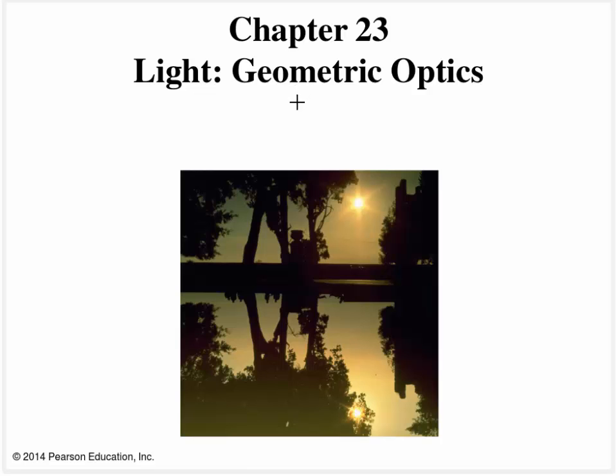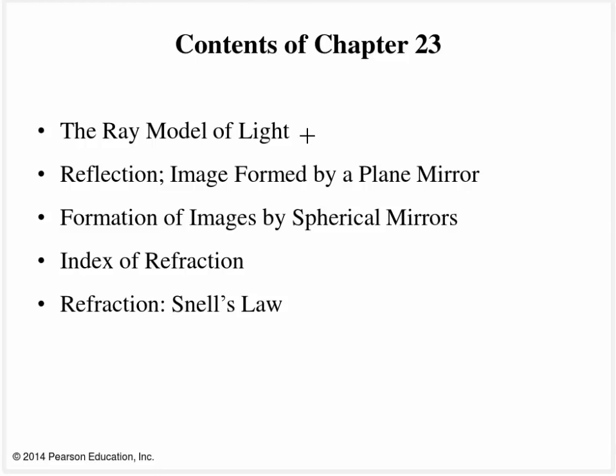Alright, this will be chapter 23, talking about light and geometric optics. Pretty much in this chapter we're going to continue on using light as being an electromagnetic wave. We're going to talk about some fairly simple concepts: reflection, how we can get image formation by a mirror. But we can also have mirrors that are not planar, so spherical mirrors.